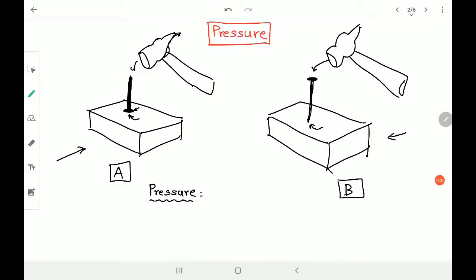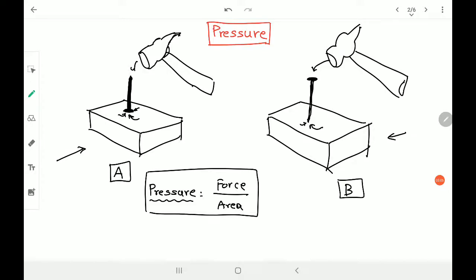Now, don't you think this impact of force does not depend only on the force, but on the area on which the force is applied, right? This is the reason we need a different quantity than force, and that quantity is called pressure. In place B, the pressure is more. What is pressure? Pressure is nothing but the force applied on an area. In this part of the topic, we are going to understand pressure properly.